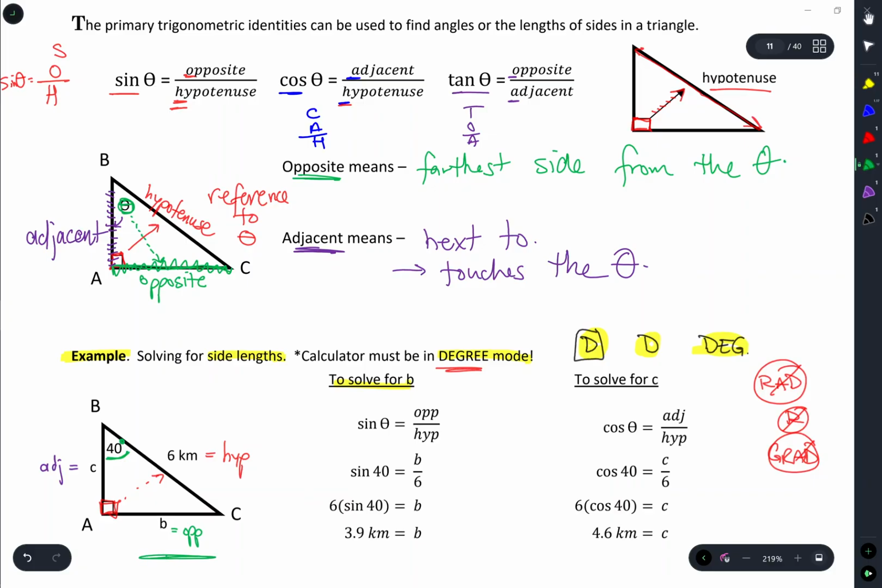Side B is down here at the bottom. We want to figure out how long side B is here. So we're going to pick the sine ratio to solve for side B because we know the hypotenuse, that's here, and we know this angle. The only thing we're left with is this opposite, and we can find that because that's our last unknown in the formula.